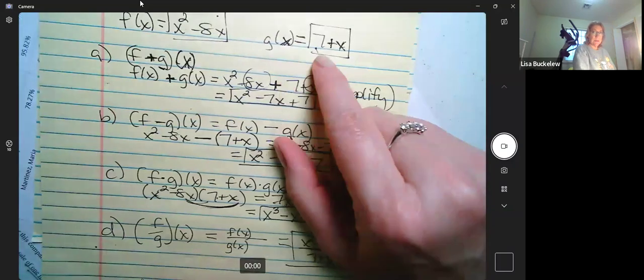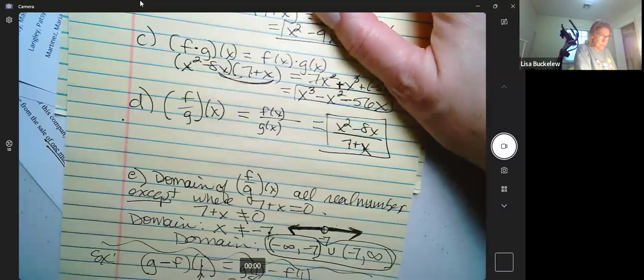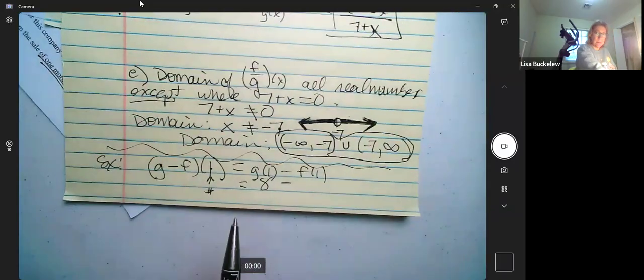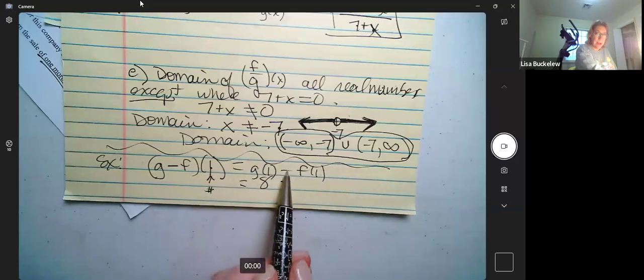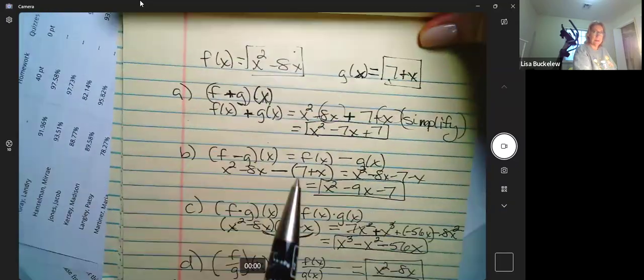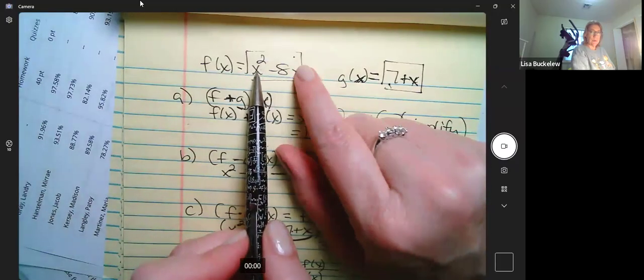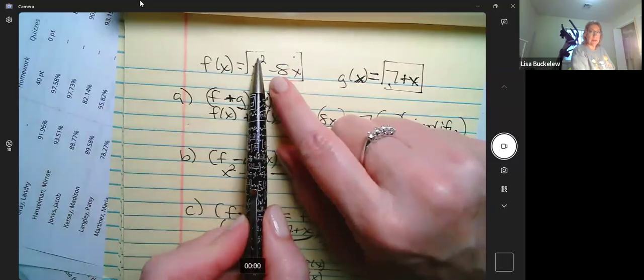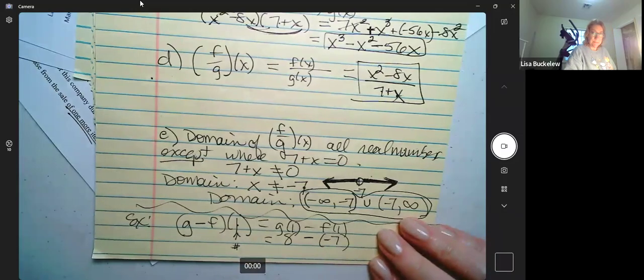So let's do G of 1 right here. 7 plus 1 would be 8. So G of 1 is 8. Subtract. So down here, I'm writing 8. That's what we got when we plugged in 1. Subtract, and then F of 1. So go back up to F of x and figure out what it is when x is 1. 1 squared is 1. 8 times 1 is 8. 1 subtract 8 is negative 7. So F of 1 is negative 7.